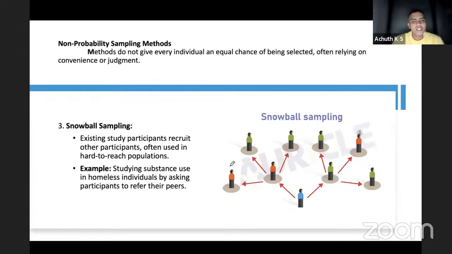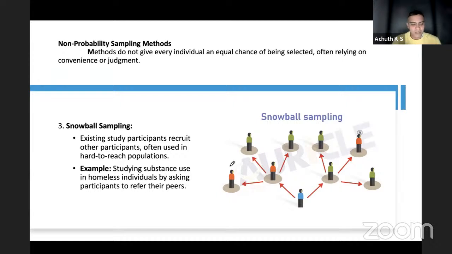Next, we have snowball sampling. It is very simple. It will be most commonly asked in your viva, so you might get confused. You select a person as a subject, and that person will get others as subjects for the study. That is called snowball sampling.